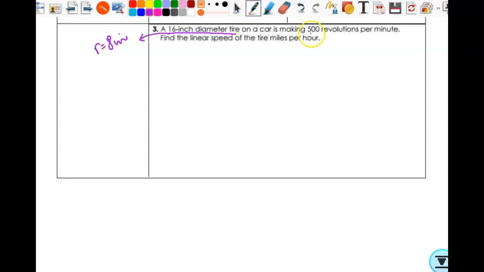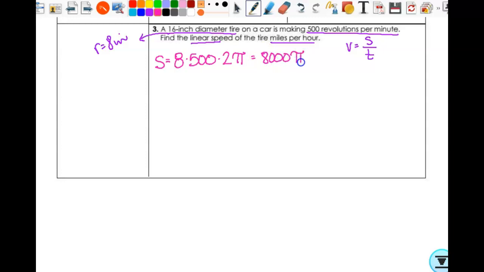It's making 500 revolutions per minute. I want to find the linear speed in miles per hour. All right, so my linear speed, arc length over time. So I'm going to start with arc length. Arc length is r times theta. My radius is 8. Theta is the number of revolutions. That's 500 times 2 pi. So 2 times 500 is 1,000, so that gives me 8,000 pi. And that would be inches.